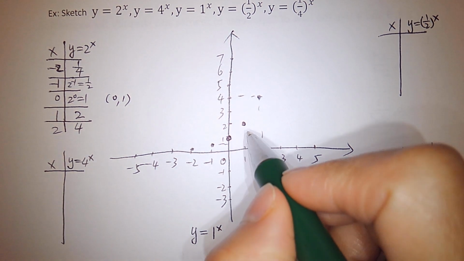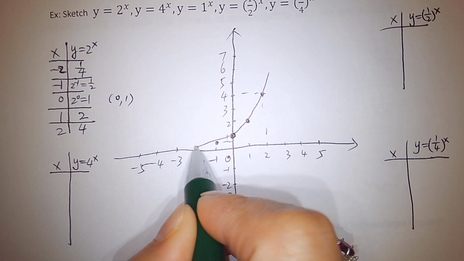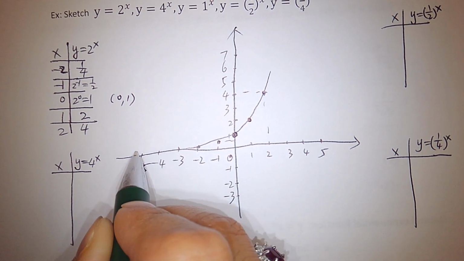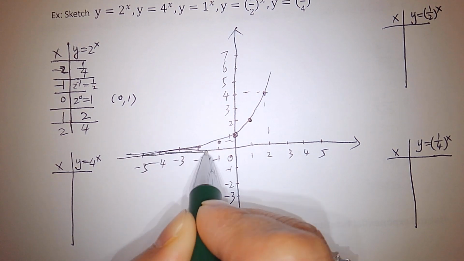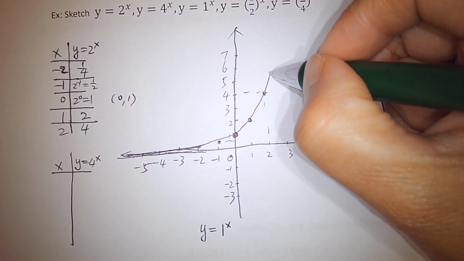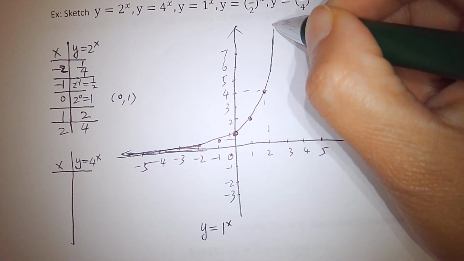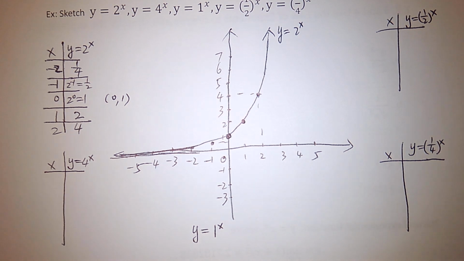No. So it approaches an asymptote at y equals 0, which is the x-axis, right? It's not touching. It looks like it's touching, but it's not. So this is a brief graph for y equals 2 to the x power. Do you guys agree with the graph?